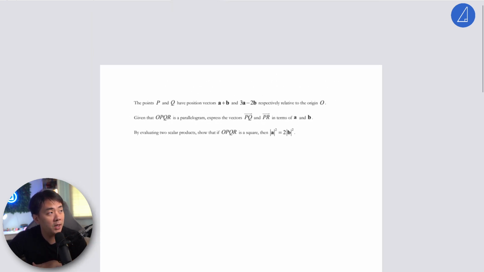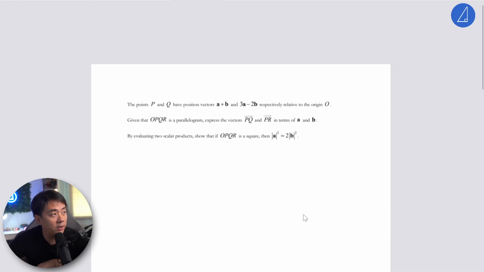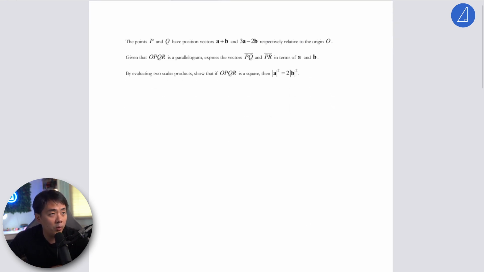So the points P and Q have position vectors of a + b and 3a − 2b respectively relative to the origin. Given that OPQR is a parallelogram, express PQ and PR in terms of a and b. Okay, great. So I think just sketch the diagram out, and usually just understand that when we write OPQR, it is in the anti-clockwise direction. Just draw and label everything out, and then we see how we can solve this.